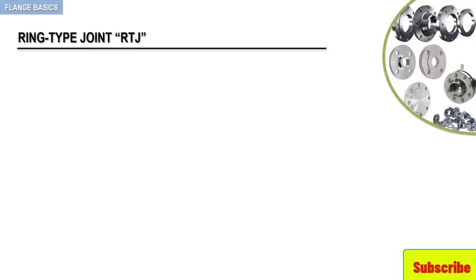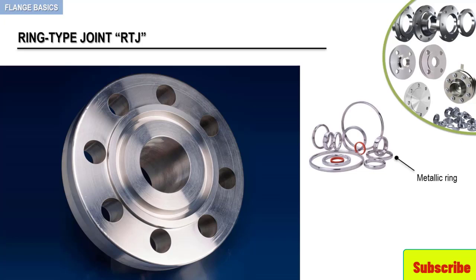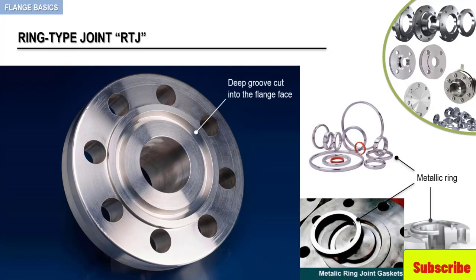Also known simply as ring joint, the ring-type joint, as in this example, does not use a gasket to form a seal between connecting flanges. Instead, a round metallic ring, as depicted here, is used. This metallic ring rests in a deep groove cut into the flange face. The donut-shaped ring can be oval or octagonal in design. As the bolts are tightened, the metal ring is compressed, creating a tight seal.